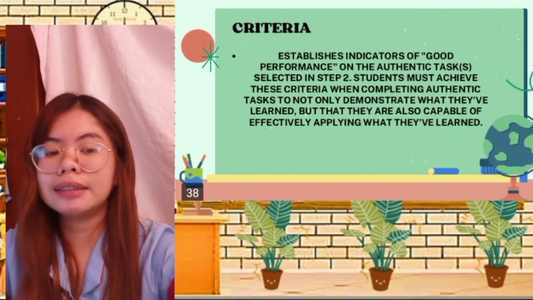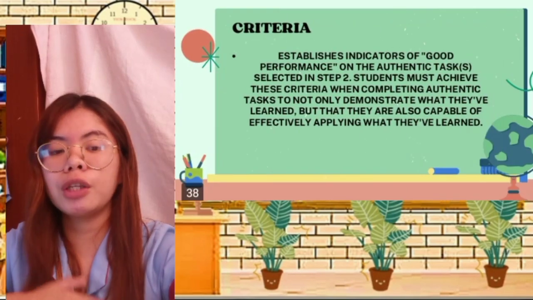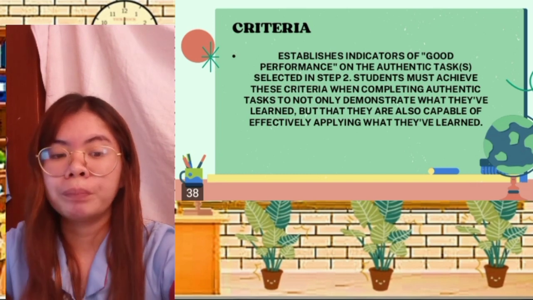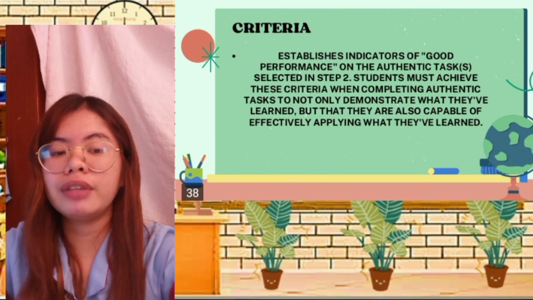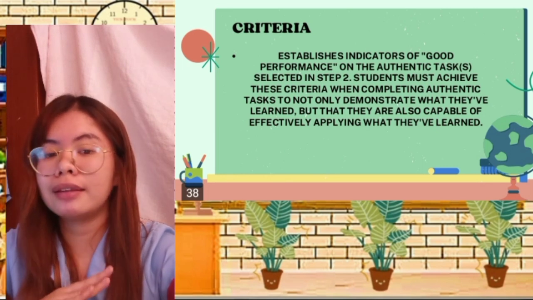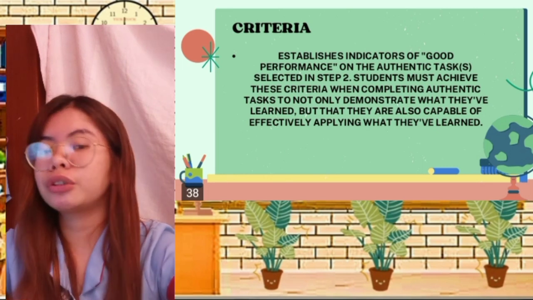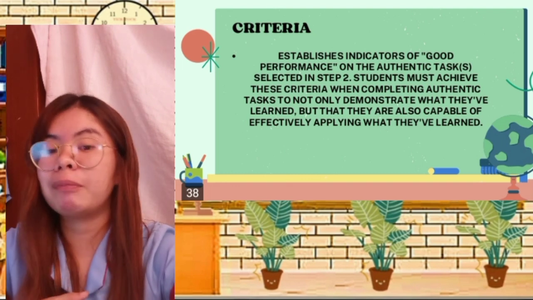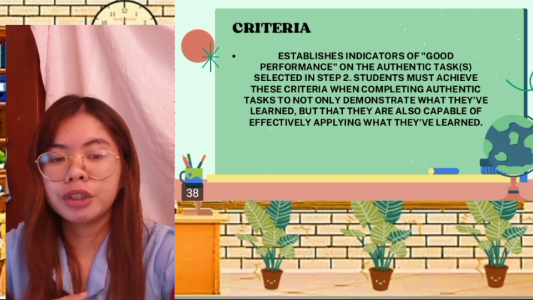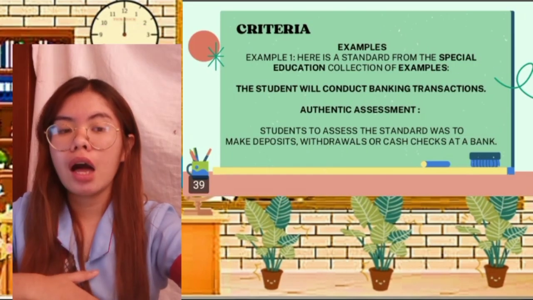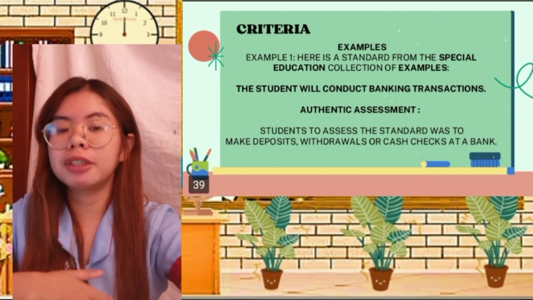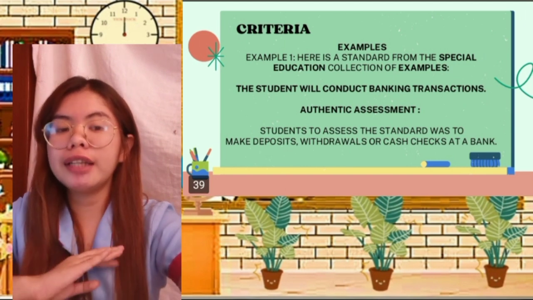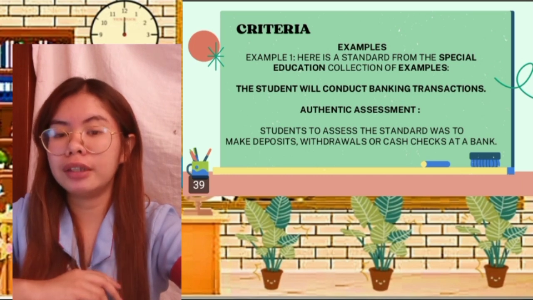So criteria establish indicators of a good performance on the authentic task selected in step 2. Students must achieve these criteria when completing authentic tasks to not only demonstrate what they have learned, but also show they are capable of effectively applying what they have learned. So I have here an example. This is a standard from the special education collection. The standard is: the students will conduct a banking transaction.